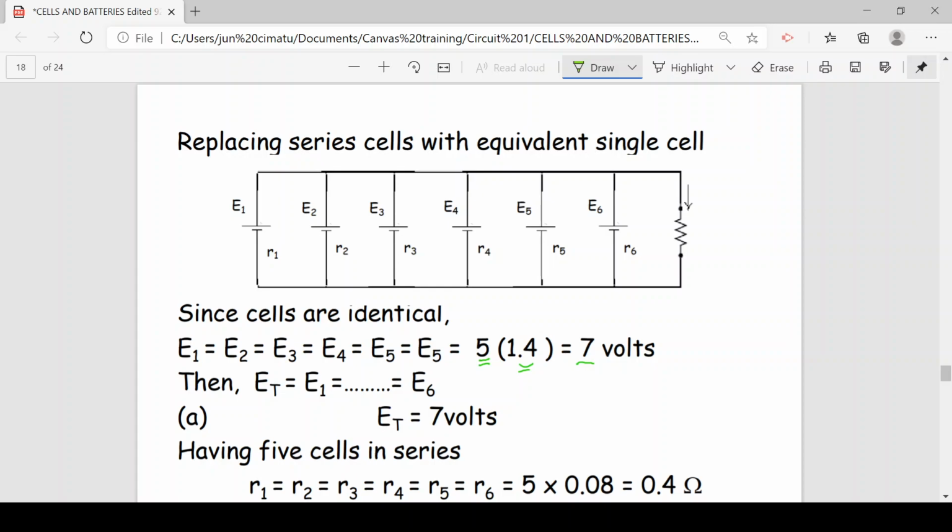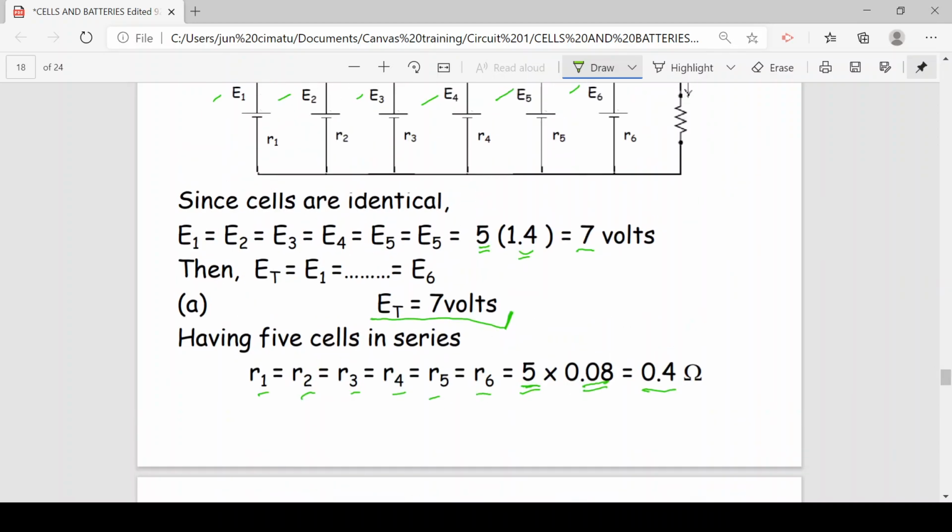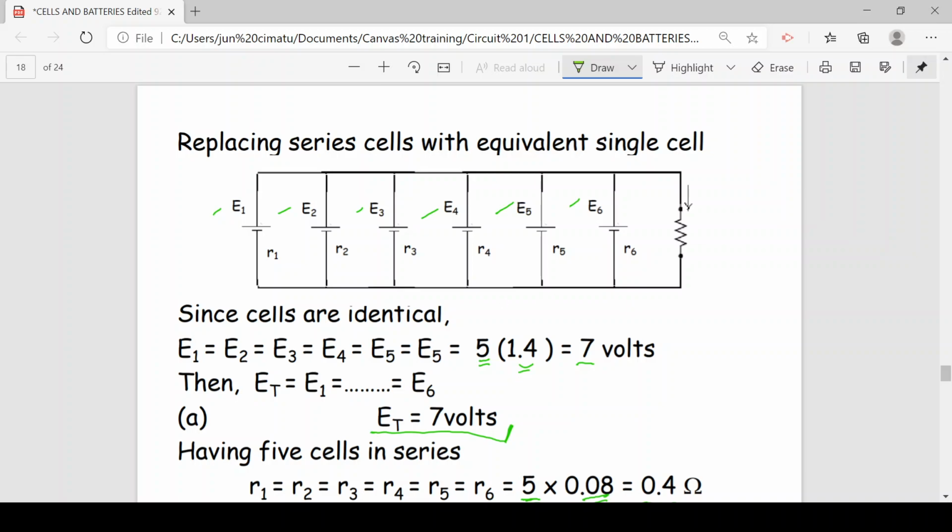Since they are identical, having the same internal EMF, the equivalent total internal EMF is equal to 7 volts. For the 5 cells in series, you have to multiply the internal resistance by 5, so R sub 1, R sub 2, 3, 4, 5 and 6 equal 0.4. Again, these internal EMFs are equal because the cells are identical. So we now have 6 identical cells in parallel.